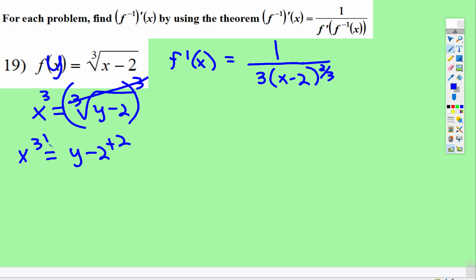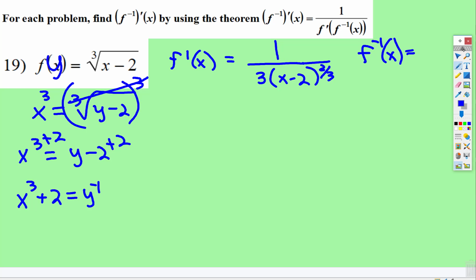So now we're going to add 2 to both sides. So x cubed plus 2 is the inverse function. So I'm going to write that here. f inverse of x is equal to x cubed plus 2.